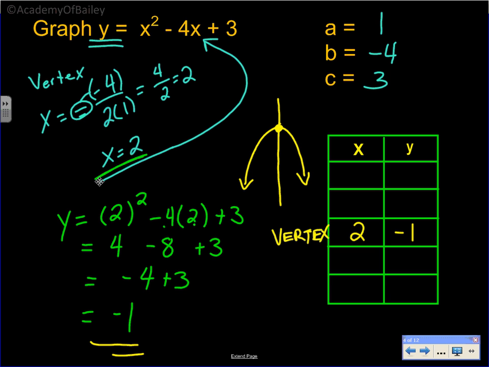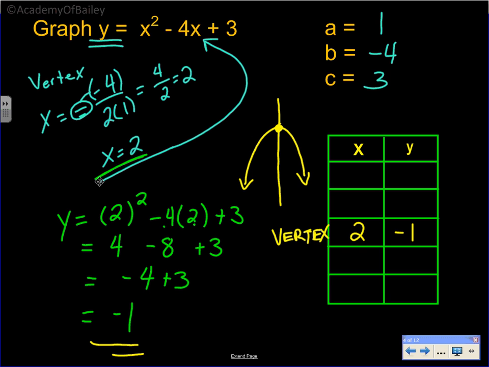You have 1 point for the parabola. You should make a parabola with 5, 7, 9 points. 5 points is what we'll be doing, but the more points you put on, the more accurate your graph will be. So that's the vertex of it. Now, how are we going to calculate the other points?